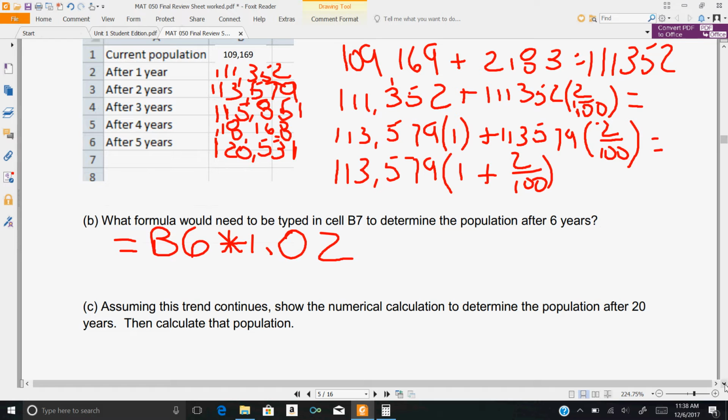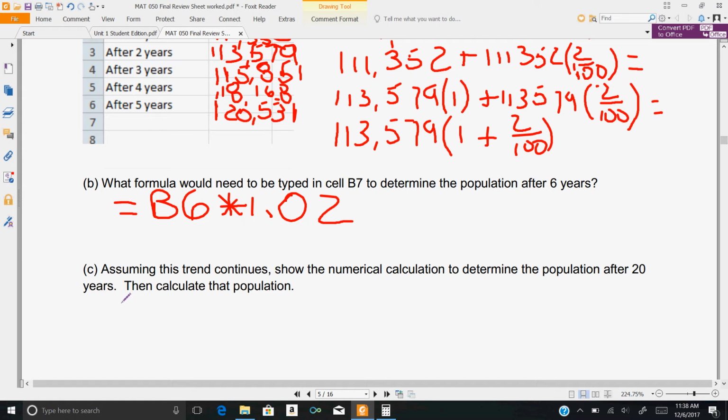We take the current population, and for every year, we multiply by 1.02. So I take my current population, 109,169, and I'm going to multiply it by 1.02 for every year. So I'm actually going to multiply by 20 1.02s, and I can do that with exponents. I don't have to write 20 1.02s. I can just say times 1.02 to the 20th power.